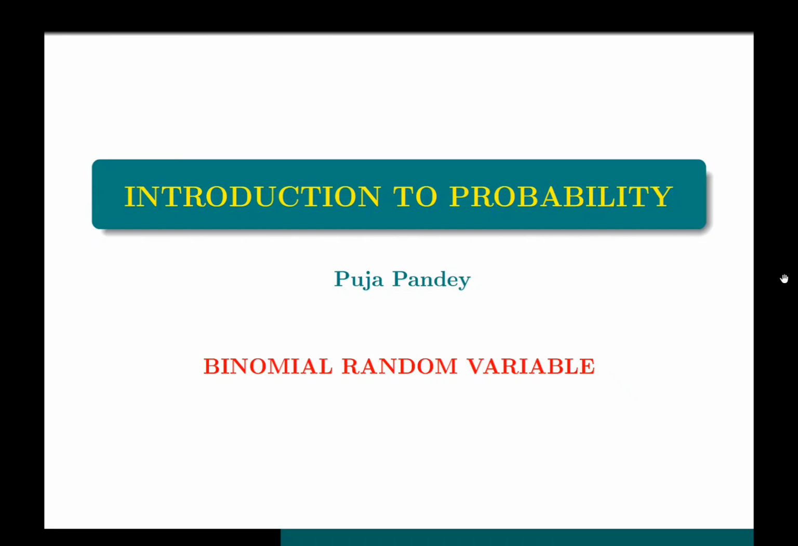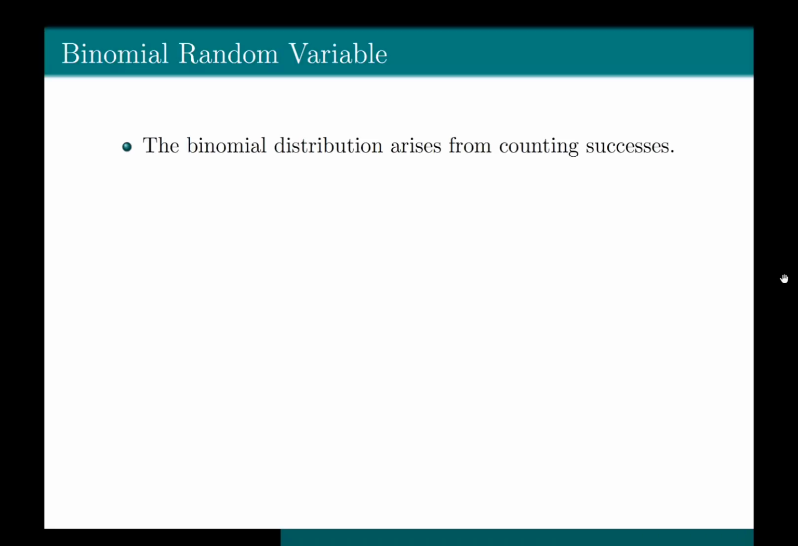Hi everybody, in this video I'm going to talk about binomial random variable. Binomial random variable is an extension of Bernoulli random variable. For instance, if you toss a coin once, the possible outcomes are either getting a head or a tail. So you have only two possible outcomes, and it's an example of Bernoulli random variable.